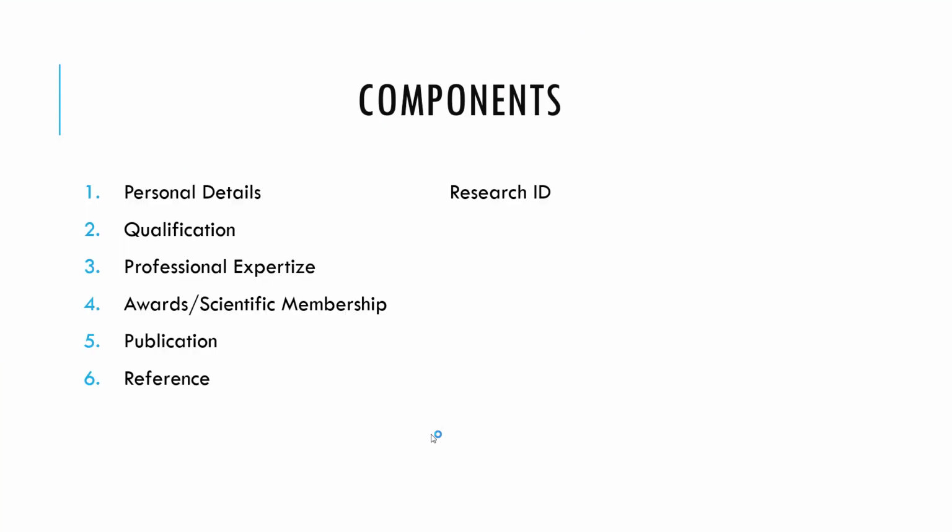Coming to the main part, these are the six components which I have included in this presentation. The first is personal detail, then qualification, professional expertise, award, scientific membership, publication, and reference. You must include these points in your resume because this is where your work will be advertised, and you will be judged by these points. This is the major part where the recruiter or your colleague will see your performance.